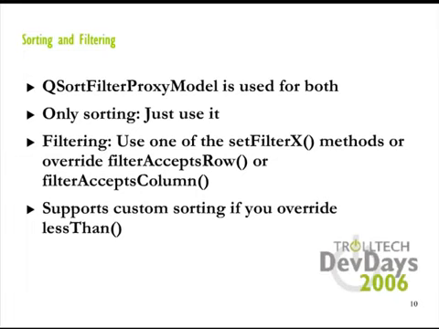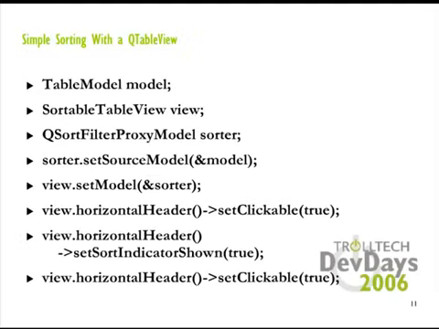Let's take an example. We want to sort this amazing little application we did just before with all the months. So we take a table model, the one we just made. We make a view. This is a QTableView. That's sortable stuff, I'll come back to that in the next slide. We make one of these, the QSortFilterProxyModel sorter, and we set the source model on it. That is this guy. Set the model on the view.